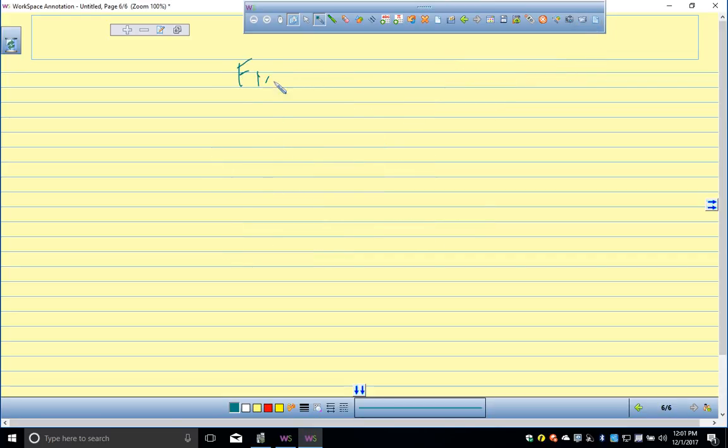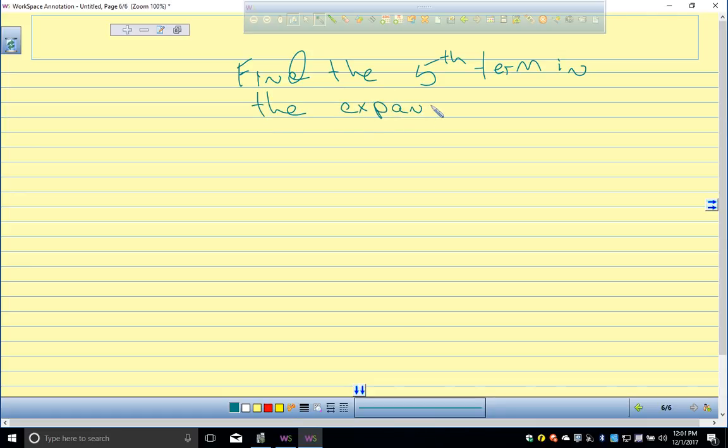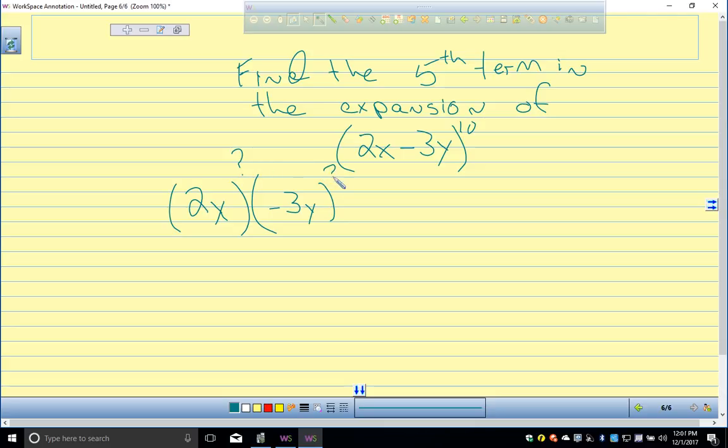Find the fifth term in the expansion of (2x minus 3y) to the 10th power. Okay, so this is kind of similar to that last one. You're going to have a 2x raised to some power, and a negative 3y raised to some power, okay? And then I'm going to have a 10 over here and something that goes down here, right? And this something and this something have to be the same, yes?